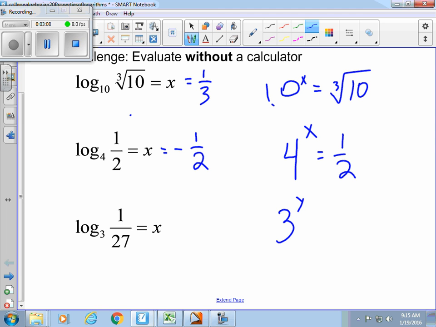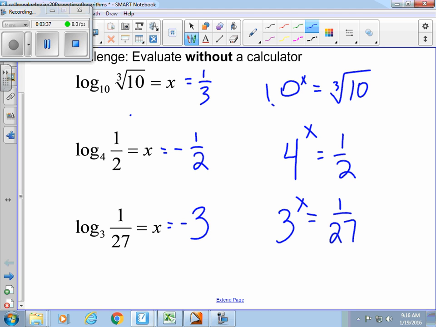And the last one. So what power is 1/27? So -3. Why -3? Negative flips it, and then 3 cubed is 27. So just some brain work this morning. You can always do these in the calculator, but just get your brain working.